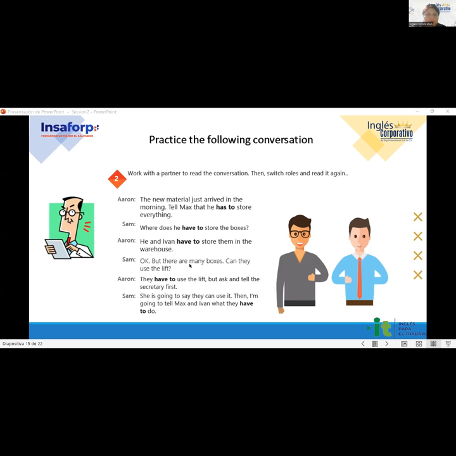Okay, but there are many boxes. Can they use the lift? They have to use the lift, but ask and tell the secretary first. She's going to say they can use it. Then I'm going to tell Max and Ivan what they have to do.